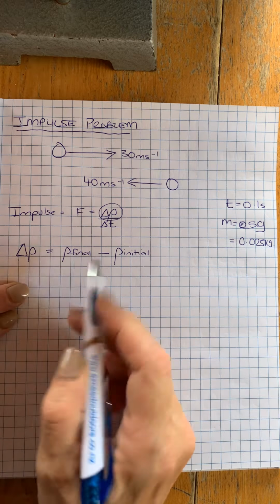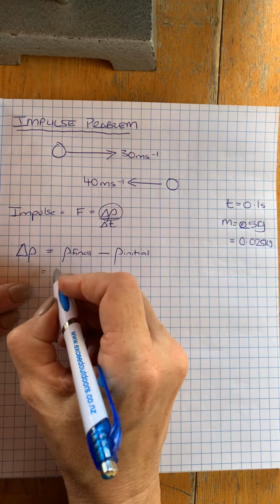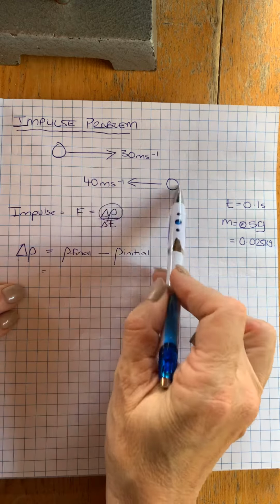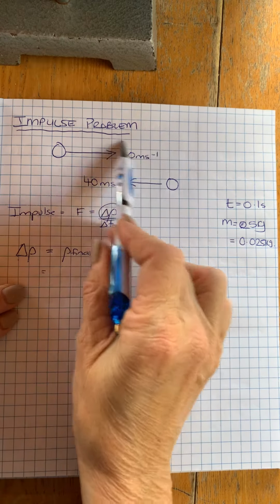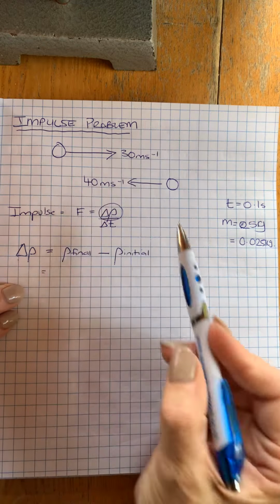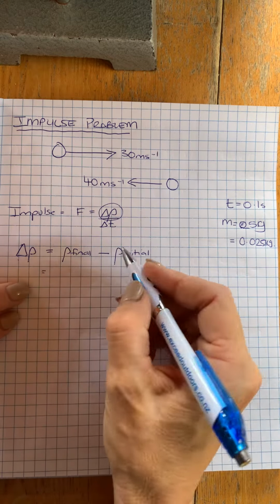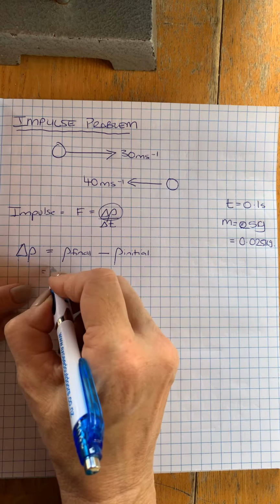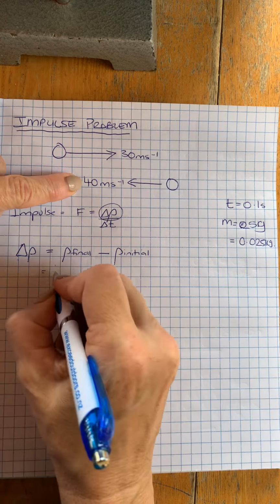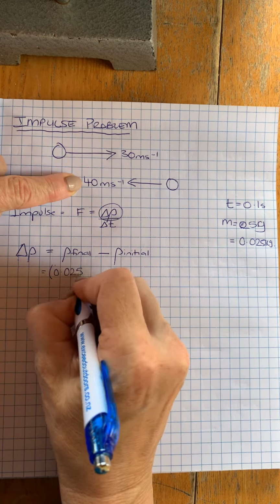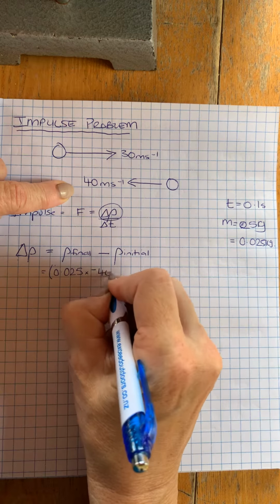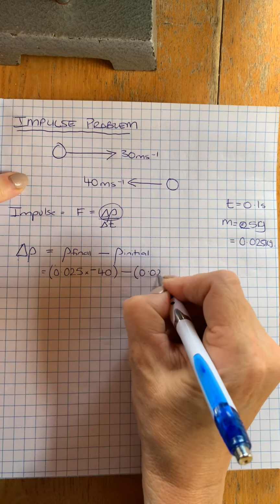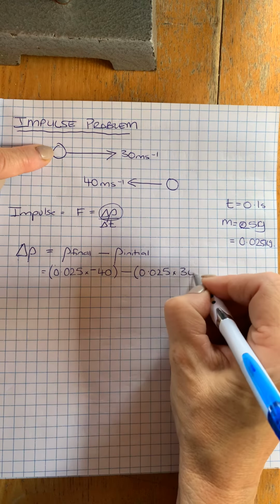Okay, so the final momentum will be the momentum of the tennis ball as it's going in this direction, and the initial momentum will be the momentum of the tennis ball going in the first direction. So let's work that out. We can do it slightly differently this time. The mass of the tennis ball here is 0.025 times its velocity, which will be negative 40 because it's going towards the left, minus 0.025 times 30.